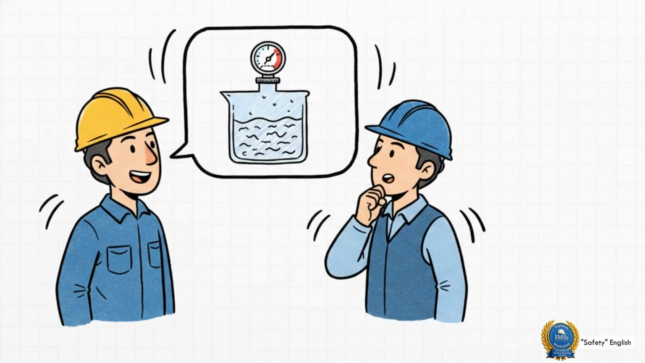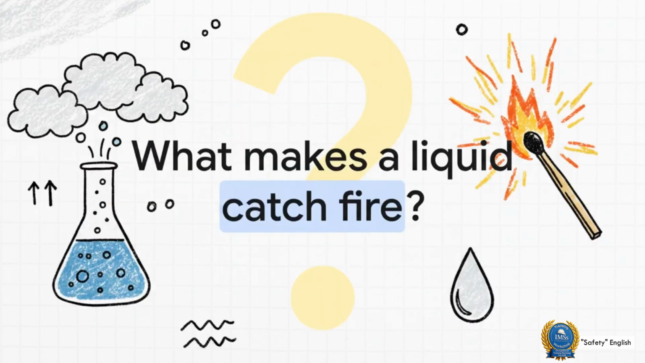All right, let's practice this one together. Vapor pressure. Say it out loud with me. Vapor pressure. Awesome. Let's do it one more time. Vapor pressure. Nailing this pronunciation ensures that when you're flagging a hazard to your supervisor, your message is heard loud and clear. No confusion.